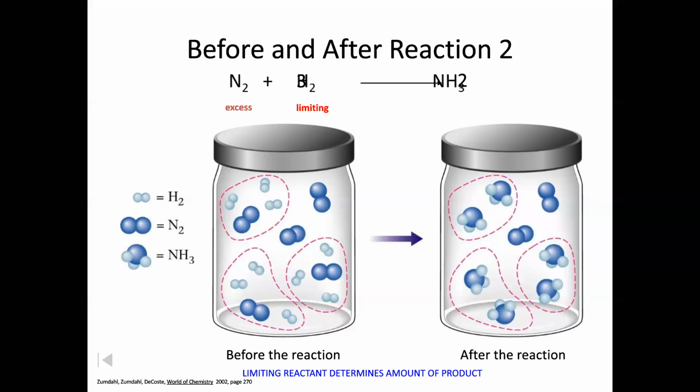And down at the bottom, your limiting reactant determines how much product you can get out of something. This is a huge concern for any industrial or commercial chemistry operation: how much you can make with the ingredients that you have.